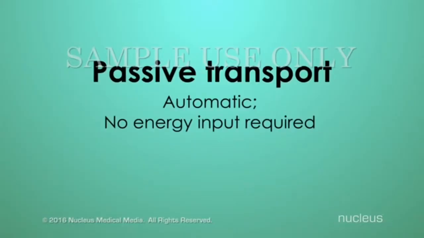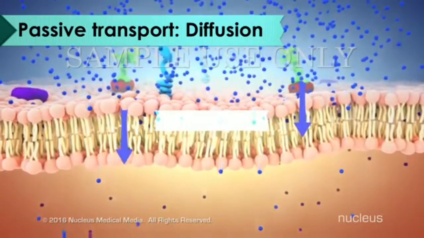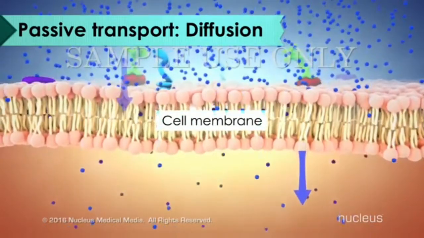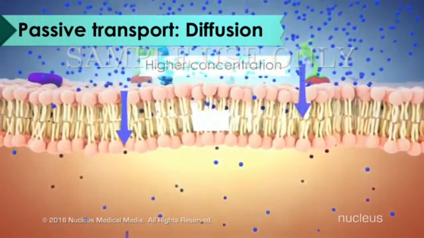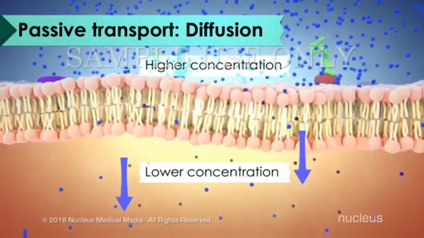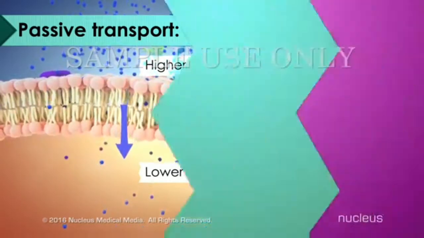Passive transport. For a cell, passive transport means it's an automatic process that doesn't require any input of energy. For example, diffusion is a passive process in which particles move either into or out of the cell from an area of higher concentration to an area of lower concentration. The cell doesn't use any energy when this happens.